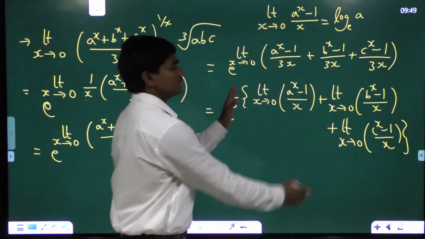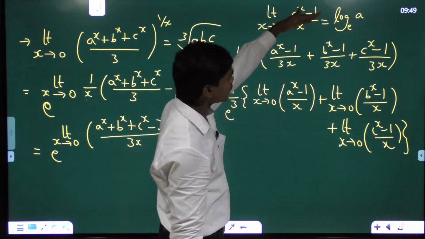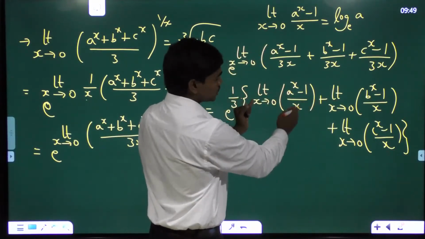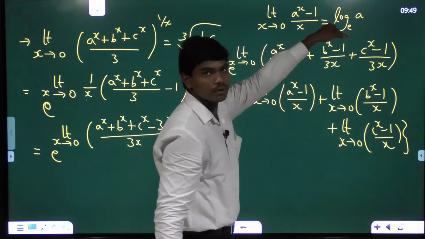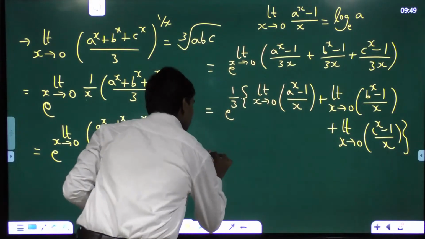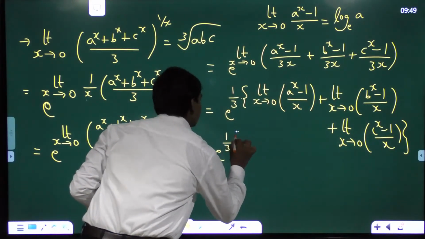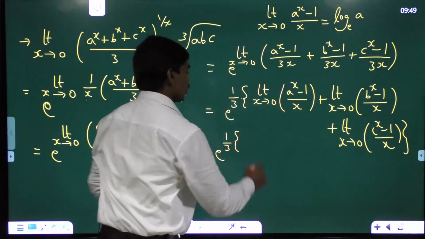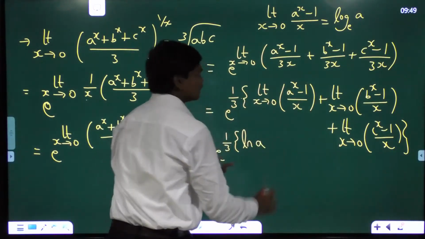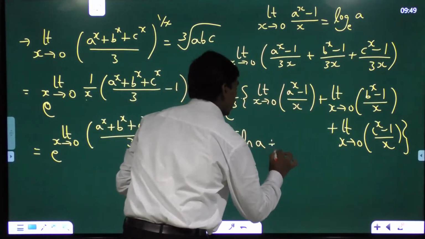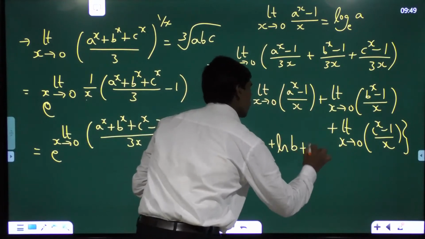This is what we have inside the limit. Now, if you use this result, what's the value of this limit, x tends to 0, a power x minus 1 by x, which we obtained here? It is log a to the base e. So this is equal to e power 1 by 3 into, the answer of this limit is log a to the base e, which I'm writing ln, natural logarithm, plus ln b for the second limit, plus ln c corresponding to the third limit.